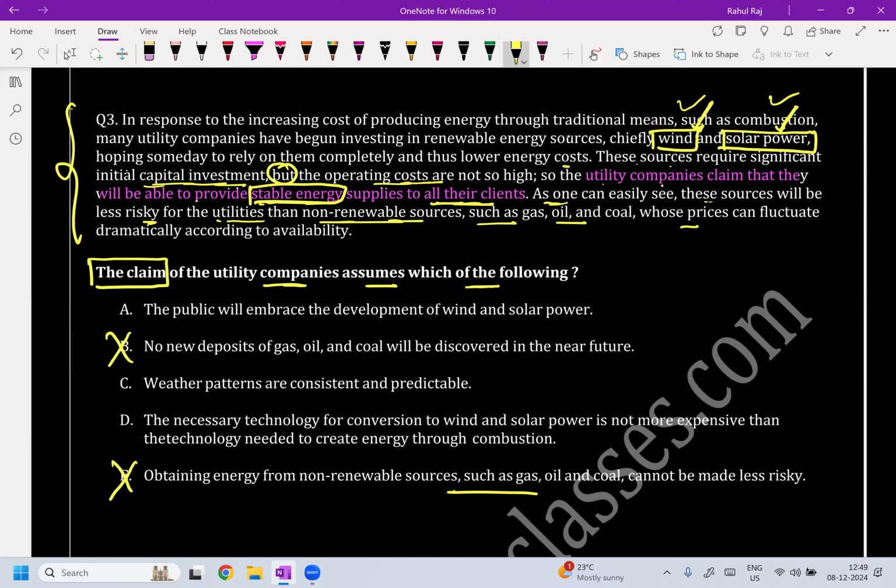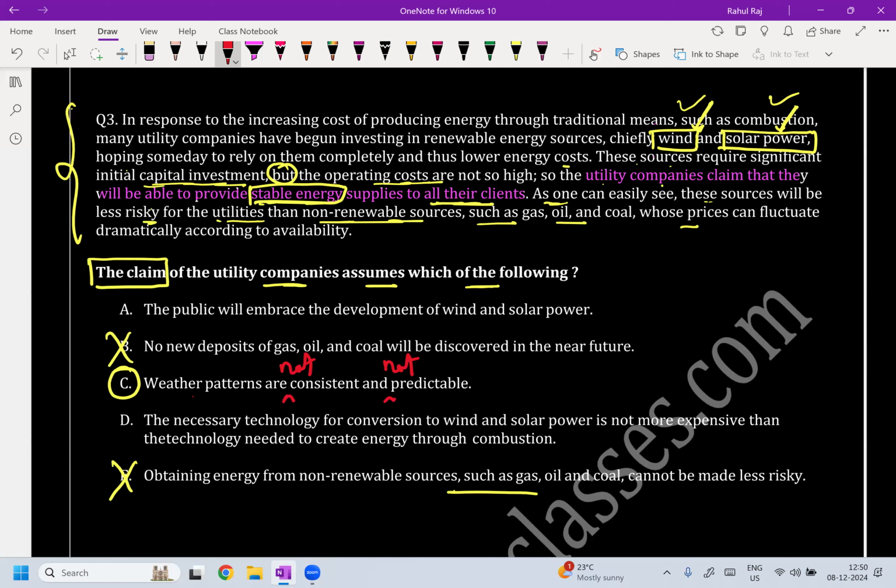Now it says the utility company claims that they'll be able to provide a stable source of energy to all their clients. Imagine I negate option C and say that weather patterns are not consistent and not predictable. Will you be able to provide a stable source of energy? Imagine you go to London and put a humongous solar panel plant there. Do you think it will make good sense? No. In London there are hardly 3 to 4 months of sunlight. 8 months there is no sunlight, the most lethargic weather in the world. So if there is no sunlight, by putting solar power, what will you do?